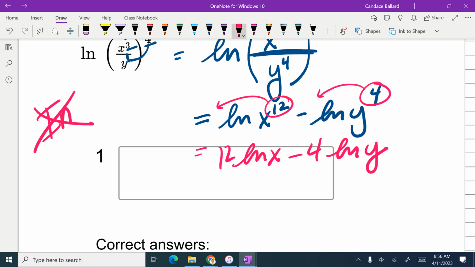All right, if you got that one wrong, take a minute and write down what you need to do to improve on that one.